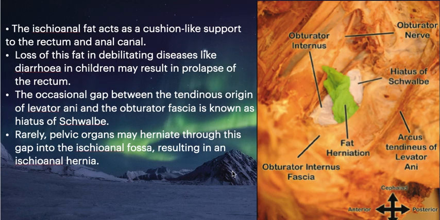Okay, so the ischioanal fat acts like a cushion-like support to the rectum and the anal canal. Loss of this fat in debilitating diseases, like diarrhea in children, may result in prolapse of the rectum. The occasional gap between the tendinous origin of the levator ani and the obturator fascia is called the hiatus of Schwalbe. Rarely, the pelvic organs may herniate through this gap in the ischioanal fossa, resulting in an ischioanal hernia.